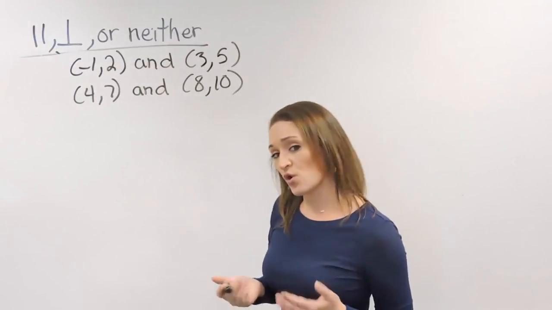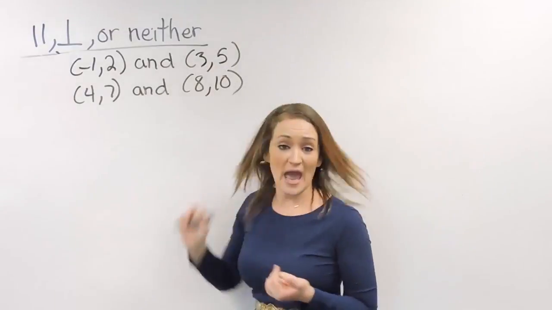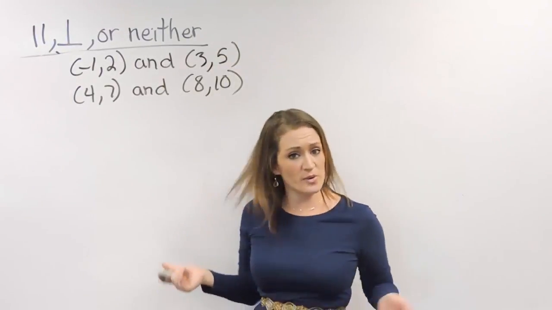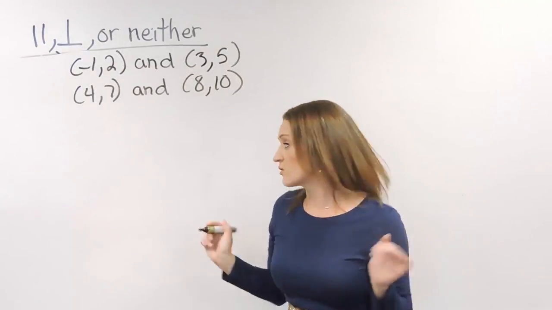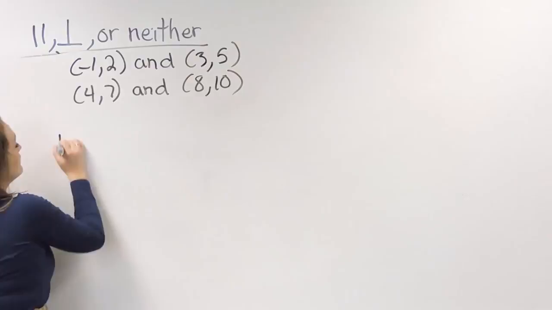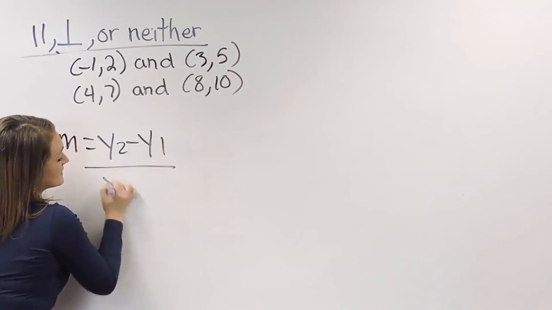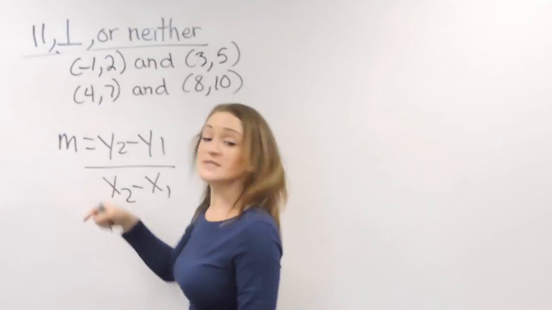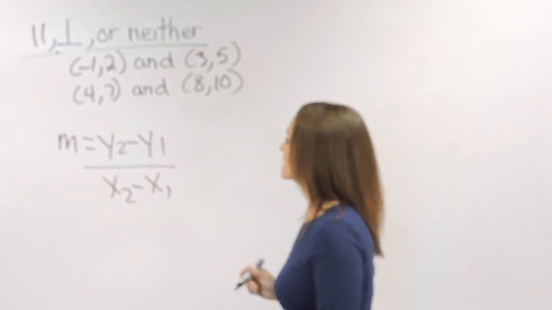So when you're given ordered pairs, you need to figure out how to find slope when all you have is ordered pairs. We don't have an equation where we can put it in slope-intercept form and pull out the slope that way. Here we're given ordered pairs, and the way you find slope is typically by using the slope formula. This is what the slope formula looks like: slope is equal to y2 minus y1 over x2 minus x1.